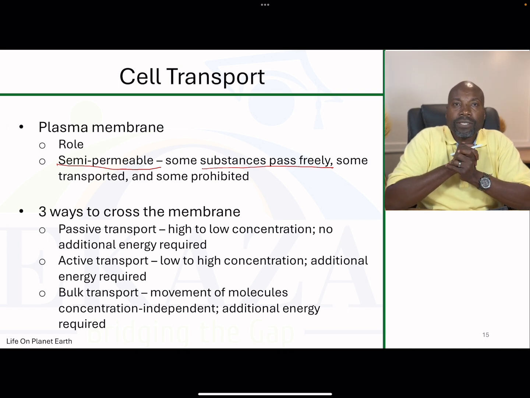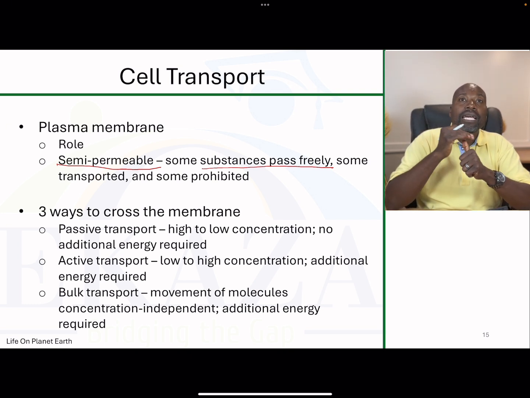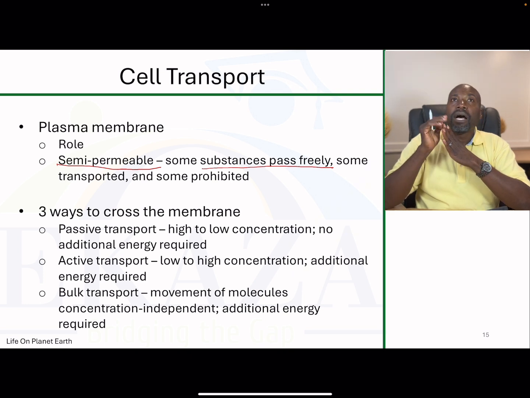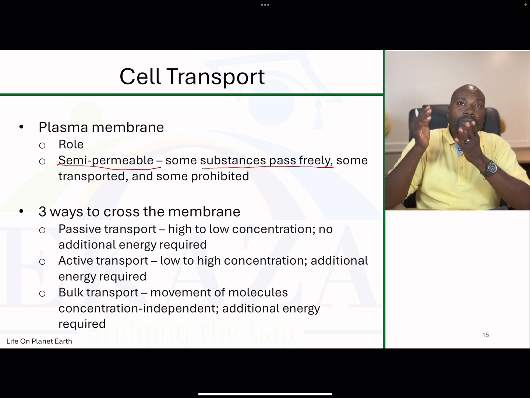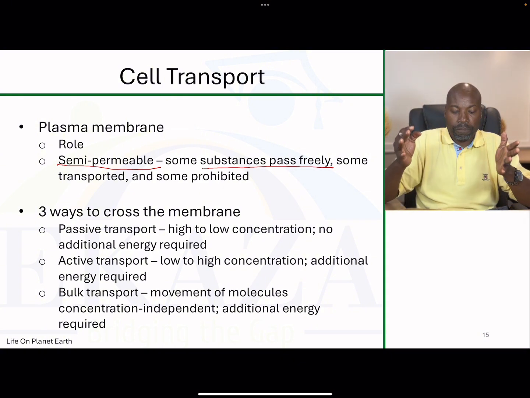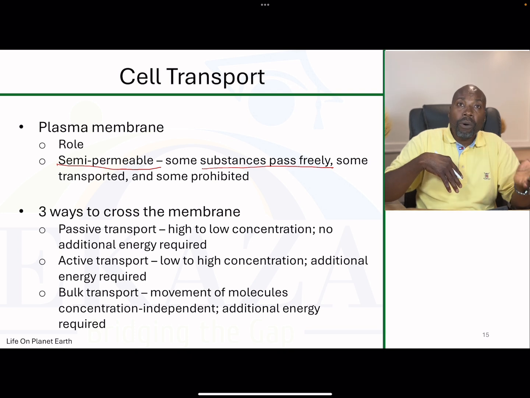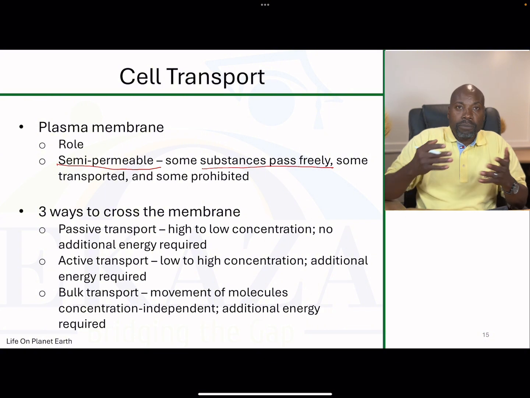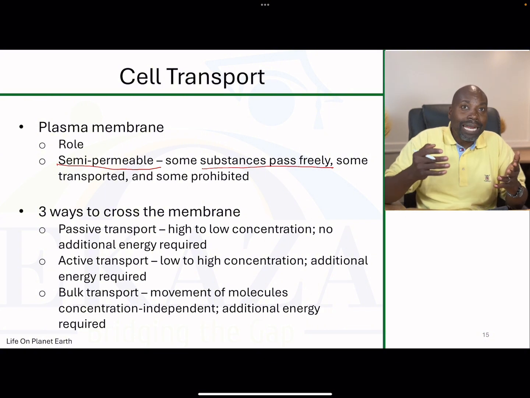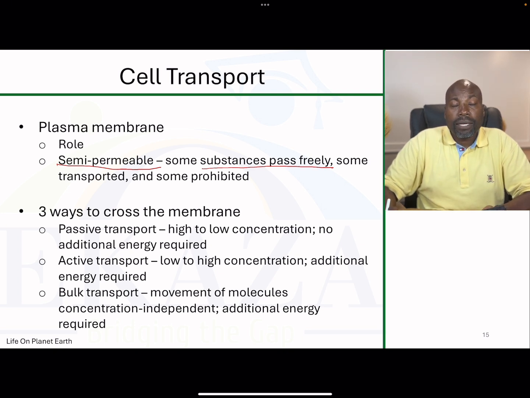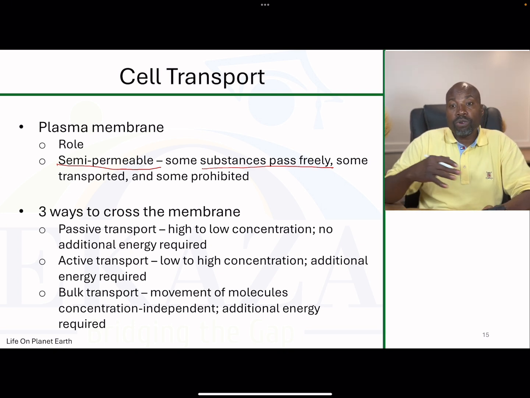But most chemicals that we come across with, including ions, proteins, sugars, lipids, what else? Nucleic acids, they cannot cross the plasma membrane because they are simply huge. Okay? They are huge. Some of them are polar, some of them are non-polar, some of them are shaped in a way that does not allow them to get through. So, how do the chemicals get through the plasma membrane?